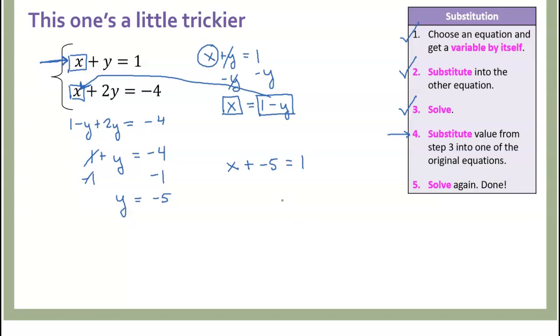So now I need to get x by itself. To do that, I'm going to add a positive 5. We are adding negative 5. The opposite is to add positive 5. These negative 5s and positive 5s will cancel. We get x equals 1 plus 5 is 6. So our final answer here is 6, negative 5.